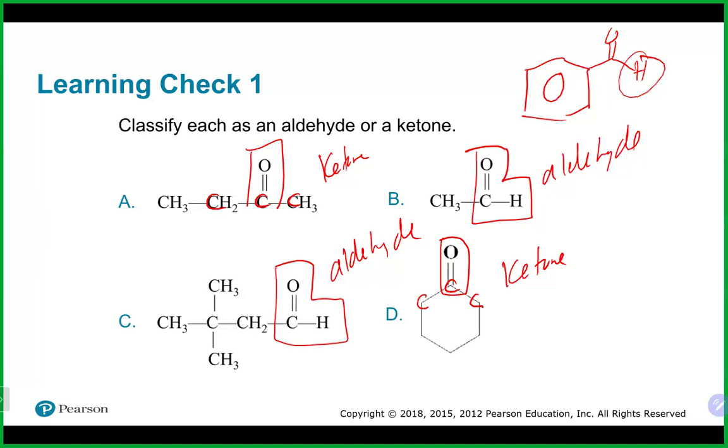That one over there was not benzene. How would you name it? It was like a hexane group. It would be cyclohexanal. Al at the end. That's how we name aldehydes.